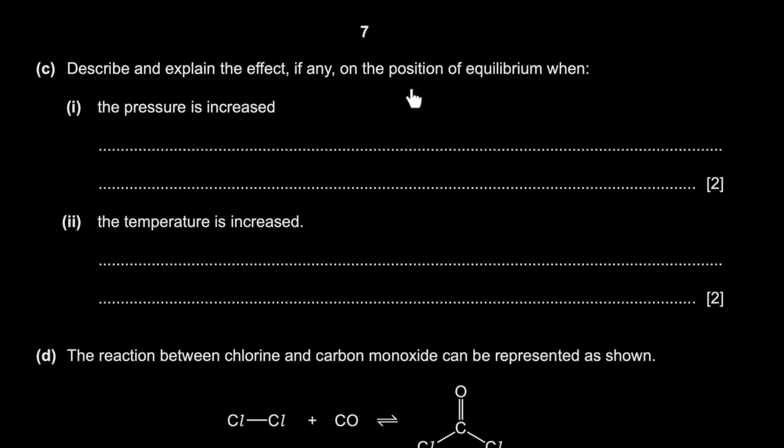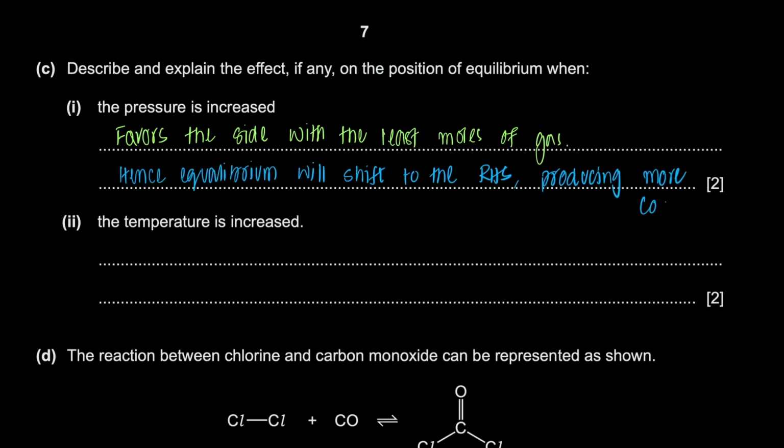Describe and explain the effect, if any, on the position of the equilibrium when the pressure is increased. If you increase the pressure, there are 2 moles on the left-hand side of the equation, because it's 1 chlorine and 1 carbon monoxide, and 1 COCl2. So there are more moles on the left-hand side. Increasing the pressure will favor the side using more of COCl2. Alright, the temperature is increased, so the forward is exothermic, right?